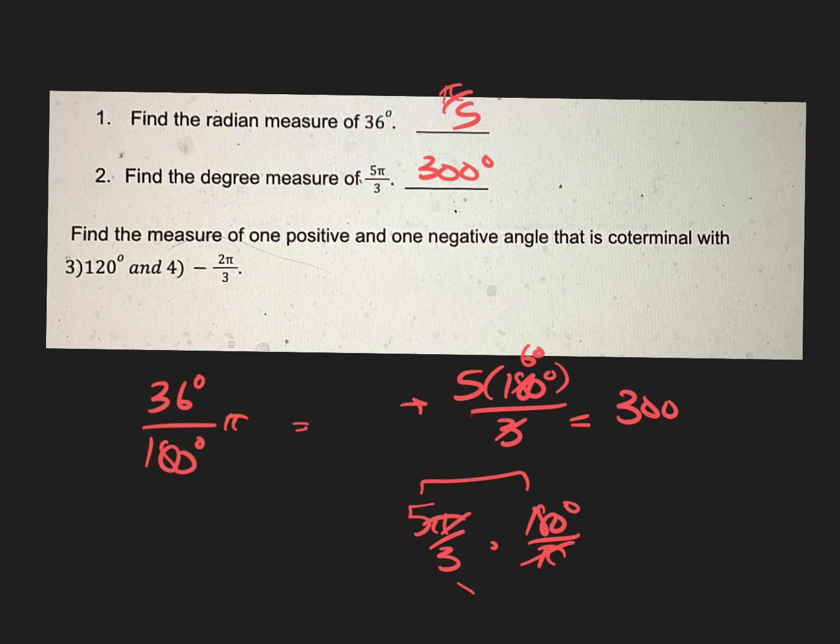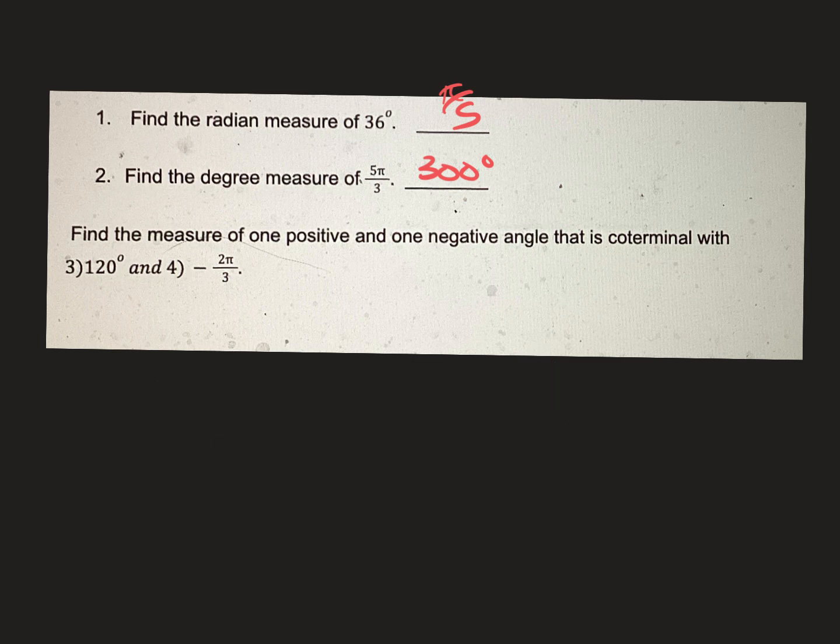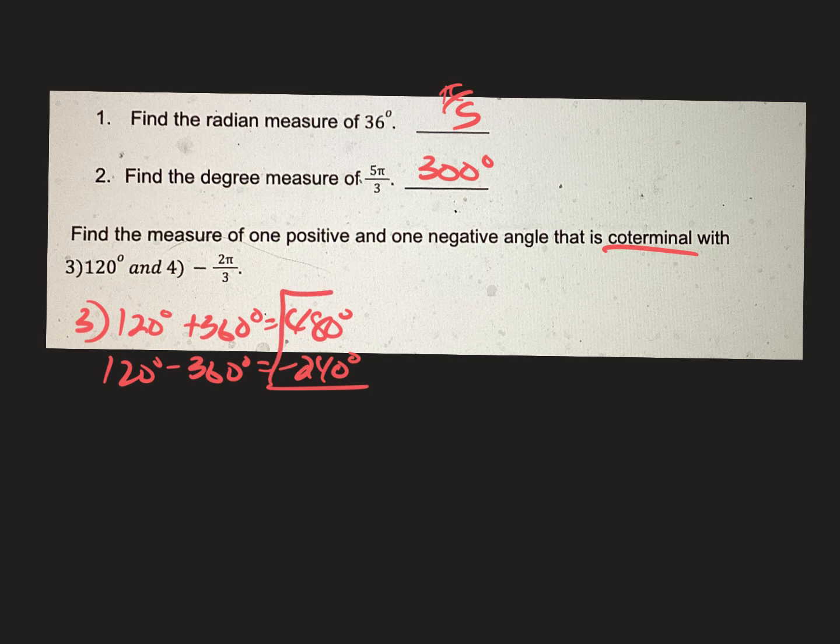All right, number 3, see if I can erase this real quick. Remember, the word coterminal is number 3. Find the measure of just one positive and one negative that is coterminal with 120 and negative 2 pi over 3. So this counts as number 3 and 4 tomorrow. So 120, to find a positive one, you're going to add 360, which is going to be 480. To find a negative, you're going to subtract 360. And if subtracting once or adding once doesn't do it, you gotta keep adding or keep subtracting until you find 2 of them. So that's the answer to number 3 right there.